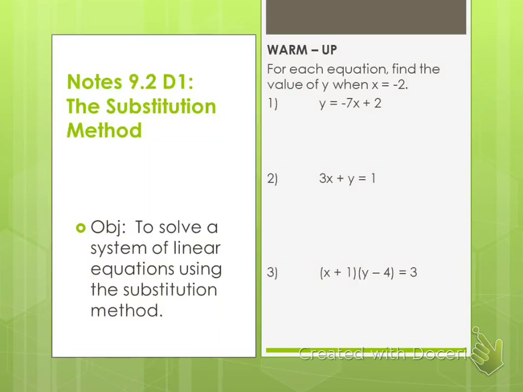All right, before we start 9.2 day 1, let's get through these warm-ups. So for each equation, find the value of y when x equals -2. How do we go about doing that? Ryan? Yep.